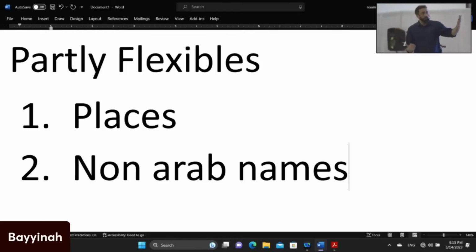But I'll explain what partly flexible means. Musa will always be non-flexible. You haven't heard Musi, you've heard Musay. That's a qira'ah difference. It's a pronunciation difference, not a grammar difference. So in some qira'at of the Quran, you hear Musay instead of Musa. But that's not because it's flexible. It's just that in that qira'ah, the rafa', nasab, and jar are all Musay. Okay? So it's still non-flexible.